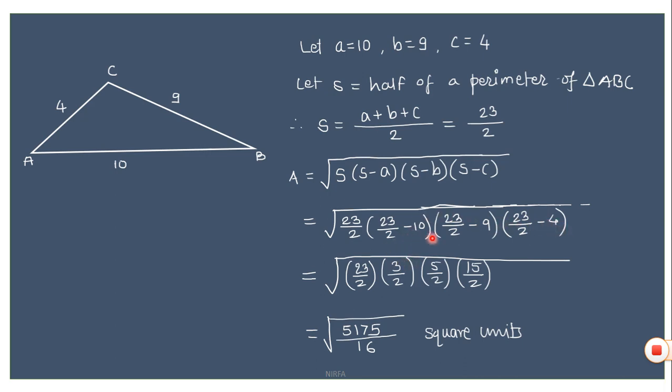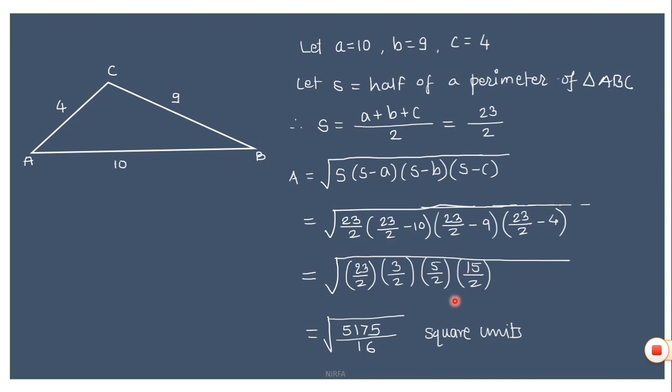Just make the subtraction of these 3 brackets, you will get this one, and see the denominator. 2 2 is 4, 4 2 is 8, 8 2 is 16, 16 is in the denominator, and just calculate the numerator, you will get 5175.